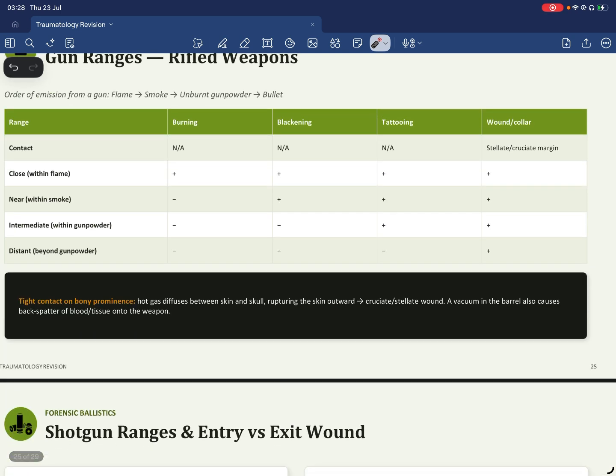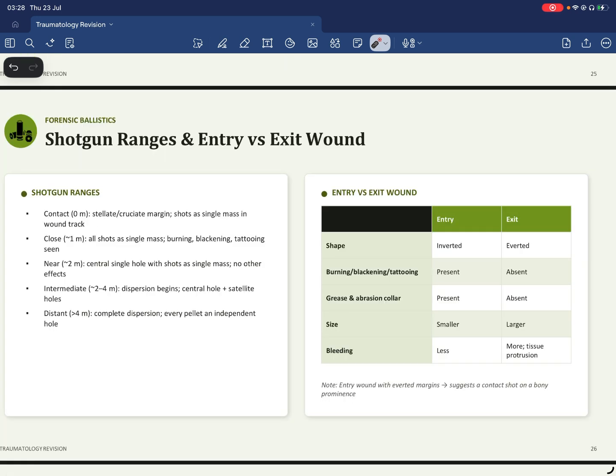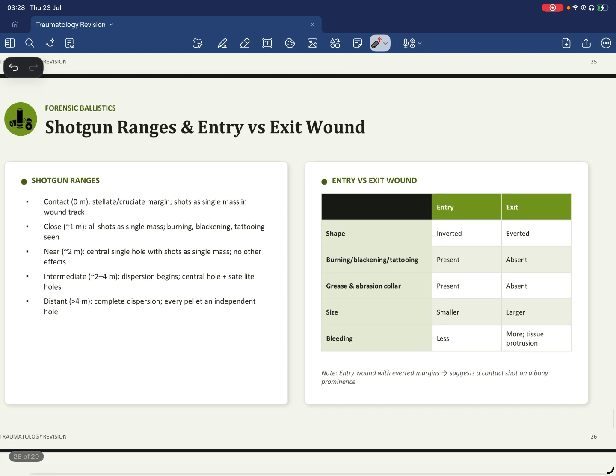In tight contact on bony prominences, hot gas diffuses between the skull and the skin, which ruptures the skin outward and can be seen as a cruciate or stellate wound. Shotgun, close range can be seen as stellate or cruciate margins. At close range, we have a single mass, with burning, blackening, tattooing. If it's near range, we have a central single hole with shots as a single mass. Intermediate, dispersion begins, and we have a central hole and satellite holes. And distant, which is more than 4 meters, we have complete dispersion of every pellet.